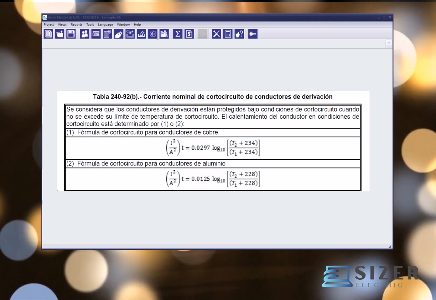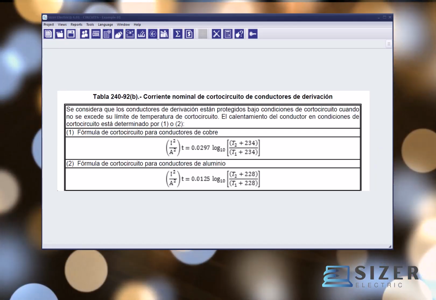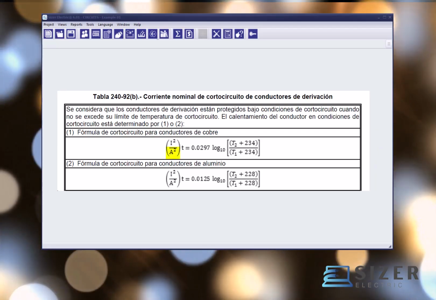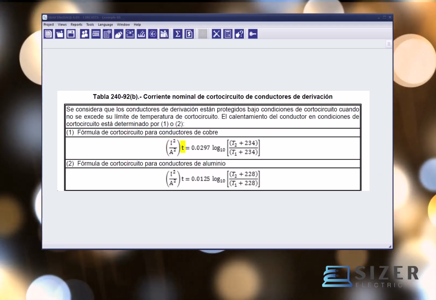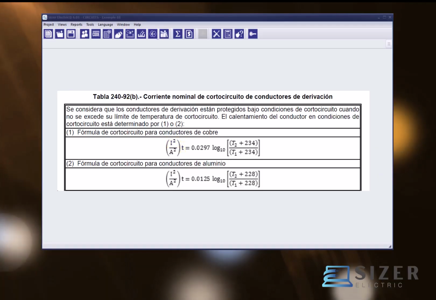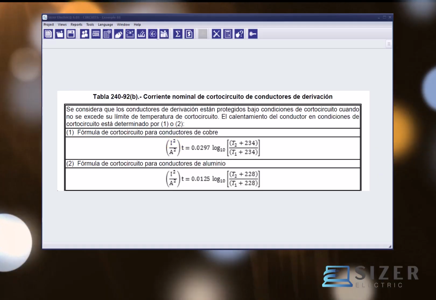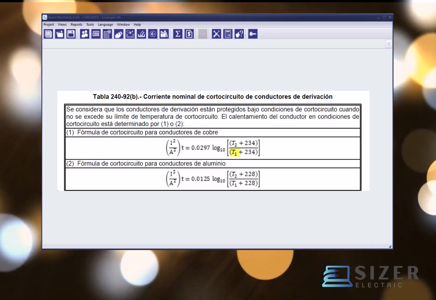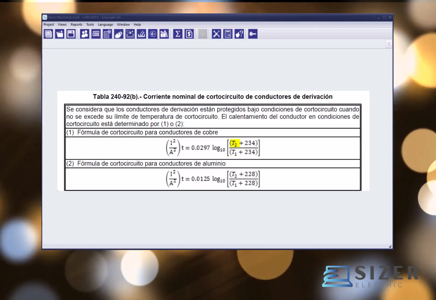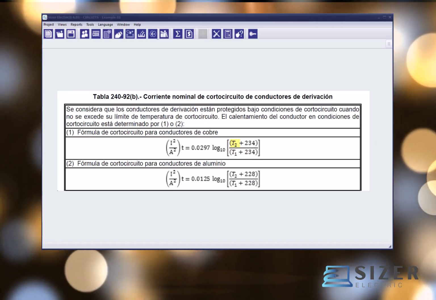The equation in Table 240-92b allows the calculation of the minimum conductor cross-section area required to carry the fault current for the duration of the short circuit. In this calculation, it is assumed that, under initial conditions, the conductor is operating at its normal operating temperature, and that under final conditions the maximum instantaneous temperature rise of the conductor is not exceeded.